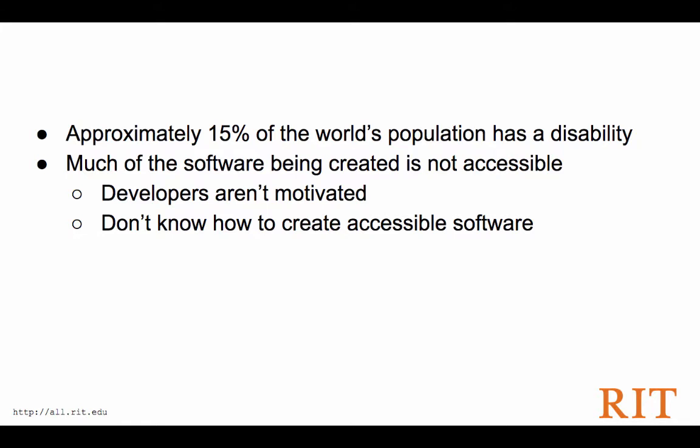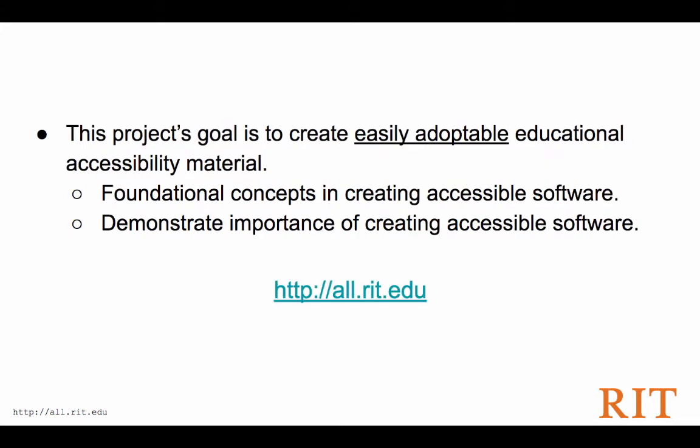Unfortunately, much of the software being created today is not accessible. Developers aren't motivated to create accessible software, and developers don't know how to create accessible software. So the goal of this project is to create easily adoptable educational accessibility material. This material will demonstrate foundational concepts in creating accessible software and also demonstrate the importance of creating accessible software. And complete project material is available on the website at all.rit.edu.